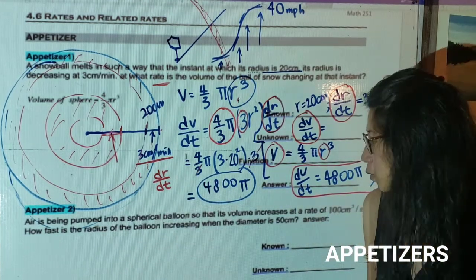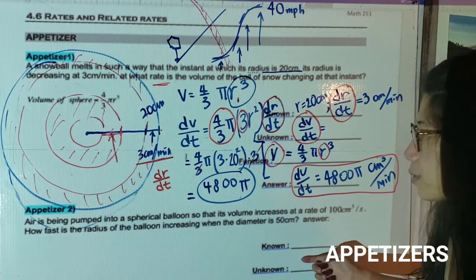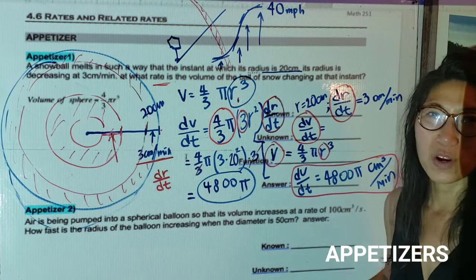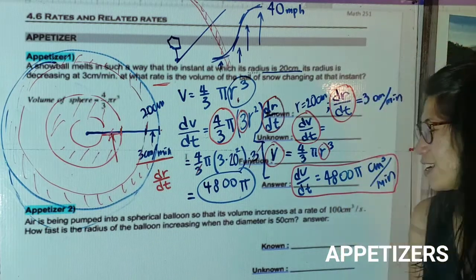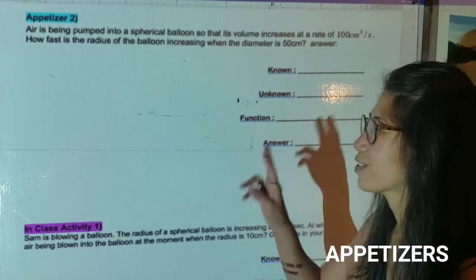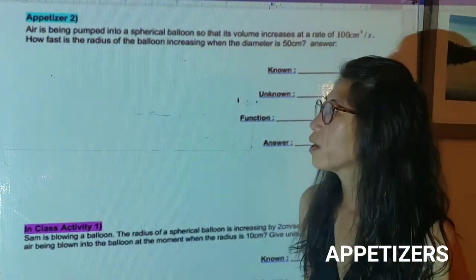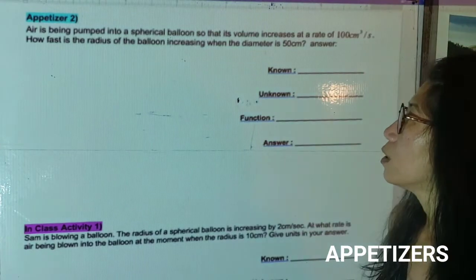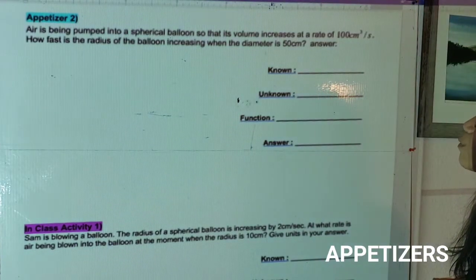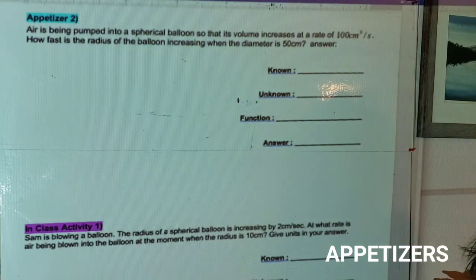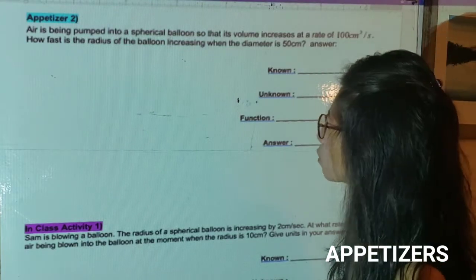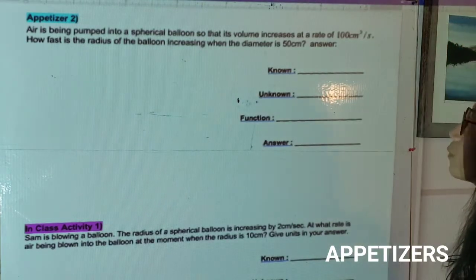Now we are going to do one more very similar problem, and if you want to set it up a little bit and do so, fine. If not, just look at one more and then you can try your appetizer, your in-class activities. So let's look at appetizer 2. Appetizer 2 is very similar, but I just switched the thinking a little bit. Air is being pumped into a spherical balloon so that the volume increases at a rate of 100 cubic centimeters per second. How fast is the radius of the balloon increasing when the diameter is 50 centimeters?